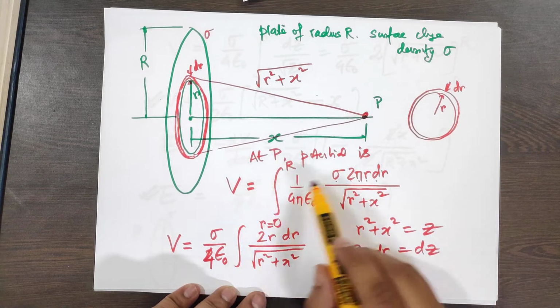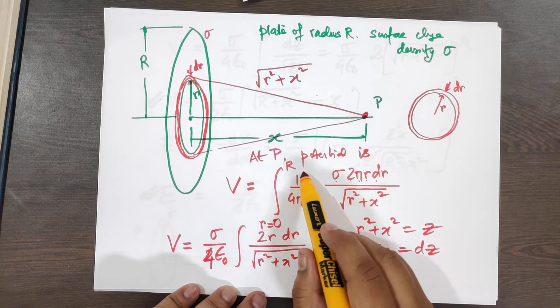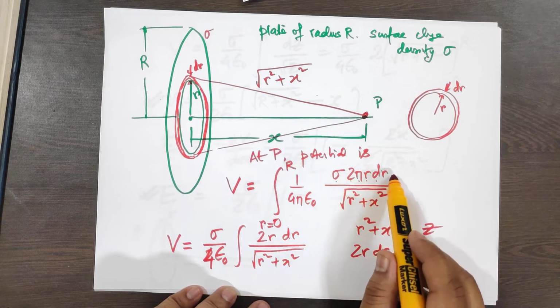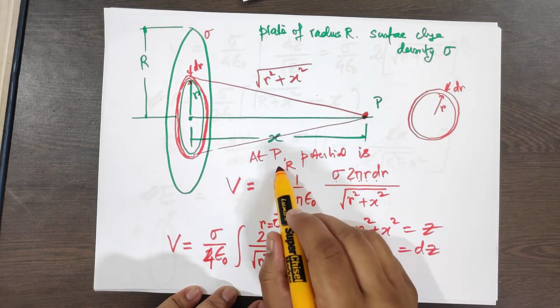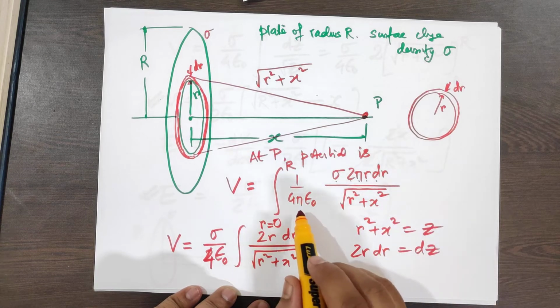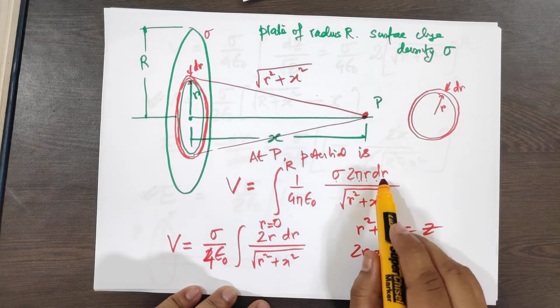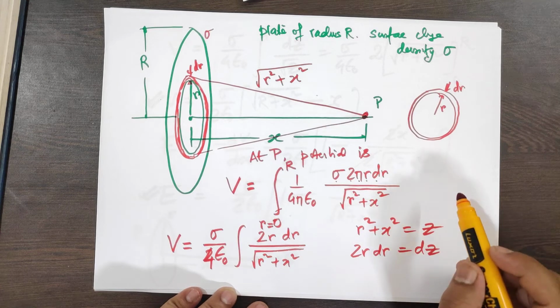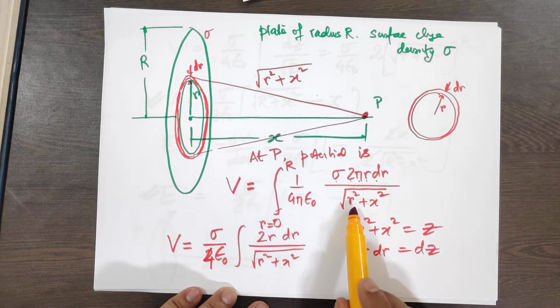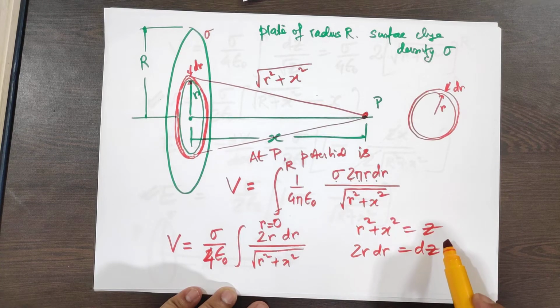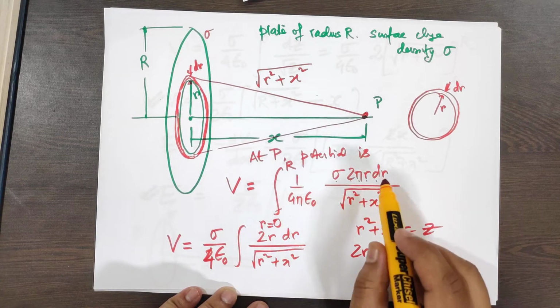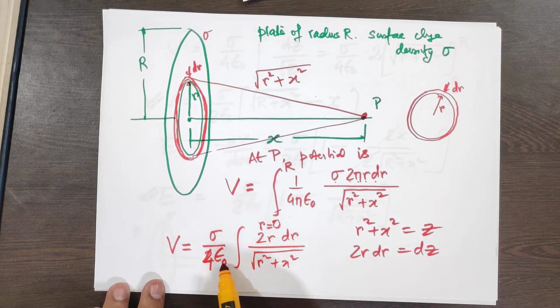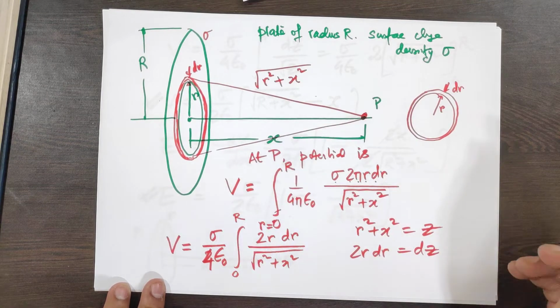So the potential at point P due to the ring is 1 by 4 pi epsilon naught times the charge on the ring divided by the distance. Now you have to integrate small r from 0 to capital R. Here x is constant. We substitute z equal to r square plus x square, so dz equal to 2r dr. So you make a substitution here, and you get sigma by 4 epsilon naught into the integral of 2r dr divided by r square plus x square, with limits from 0 to capital R.